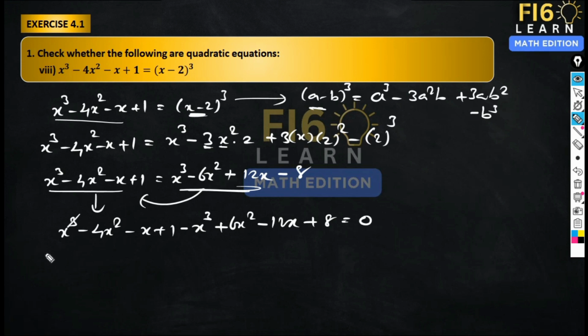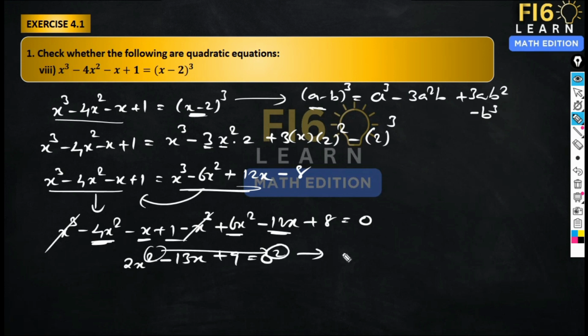Now you can cancel these two terms, so you will get minus 4x square and plus 6x square. You can add them together, you will get 2x square, and minus x and minus 12x become minus 13x, and 1 plus 8 become 9 is equal to 0. Here the highest power is 2, so this is a quadratic equation.